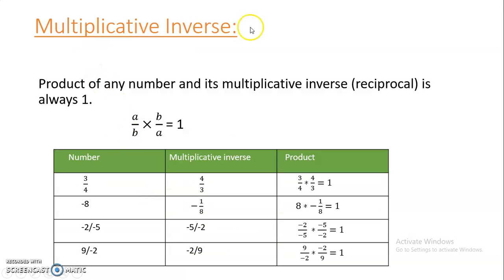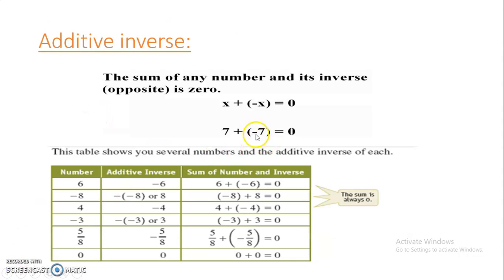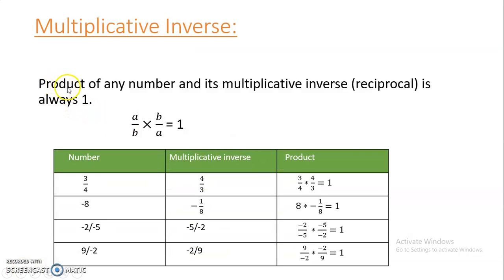Next is the multiplicative inverse. What is the multiplicative inverse? The product of any number with its multiplicative inverse or reciprocal is always 1. So here we take any rational number and multiply it with the reciprocal of itself. In the previous slide, we were adding it with the inverse, that is, with the negative sign of itself. For the multiplicative inverse, we are taking the product with the reciprocal of itself. So it will give 1 always.